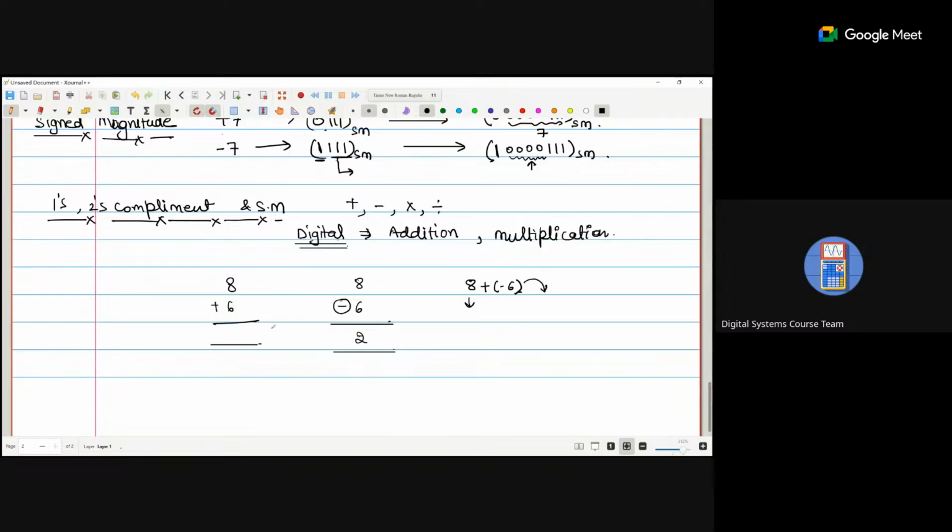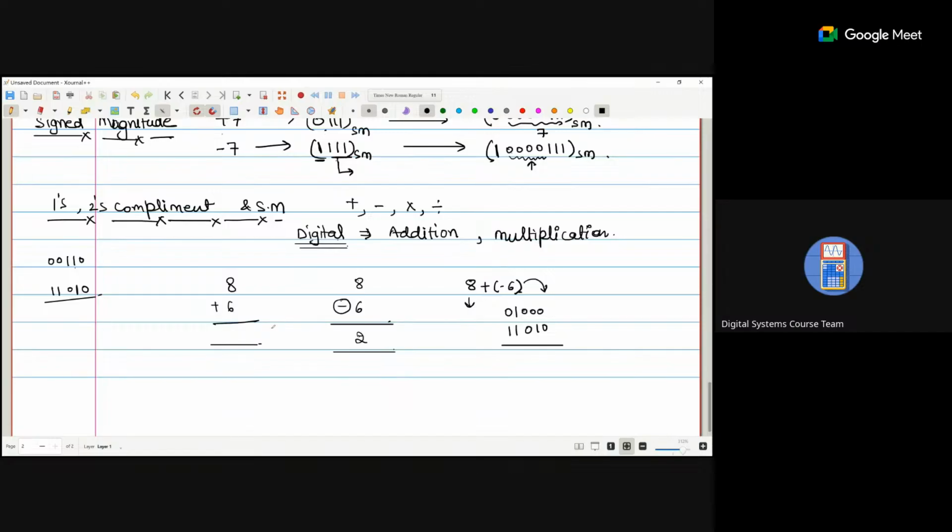Now if we do 8 plus of minus 6, 8 is 0 1 0 0 0. 6 I can write as 0 0 1 1 0. Now I have to take the 2's complement. How do we take the 2's complement? Till the first 1, the number is the same, after that the bits should be changed. So this one is minus 6, which I can write as 1 1 0 1 0.